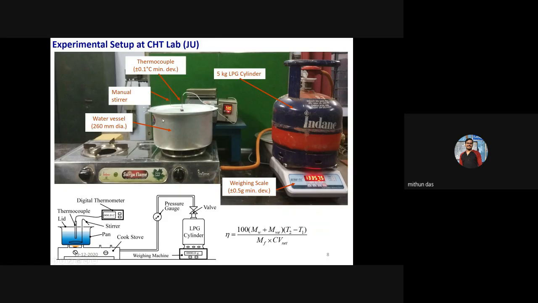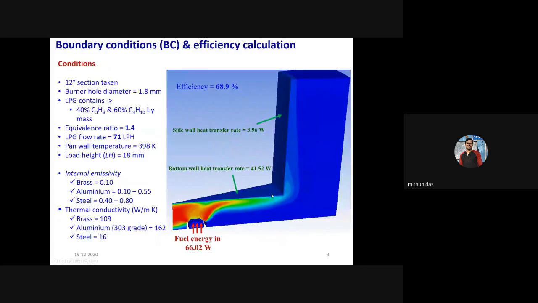In the experiment, we perform a water boiling test and find the efficiency using this formula. We are considering different boundary conditions. As I already said, we take a 12 degree section of the complete system. The burner hole diameter is taken as 1.8 millimeter, LPG contains 40% methane and 60% propane, the fuel-air equivalence ratio is 1.8, and the LPG flow rate is taken as 71 lph.